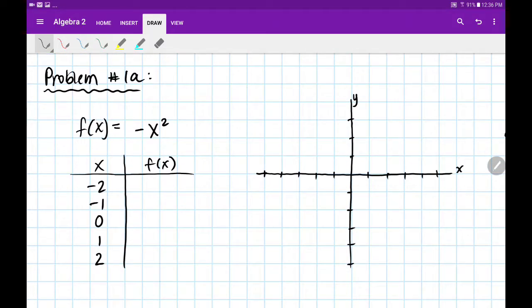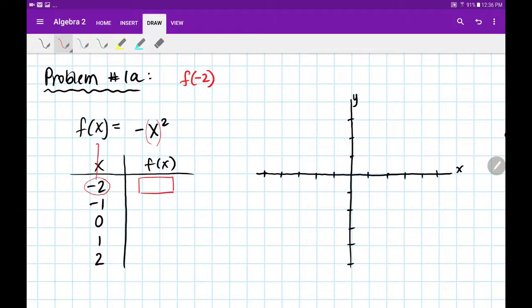So here we are, problem number 1A. The function is f of x is negative x squared, and there are really invisible parentheses around this x. I want you to keep that in the back of your mind. So whenever we're plugging in for x, we're going to begin by plugging in negative 2 here, we need to make sure we're putting parentheses around that negative 2. So have a look. We're going to do it together. Let's find the y value when we plug in negative 2. So here we're going to show our work.